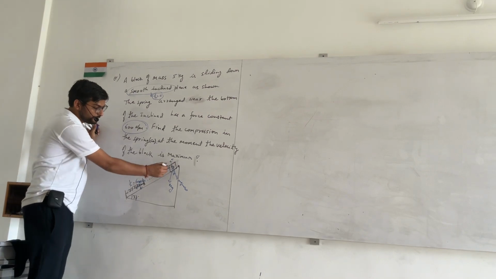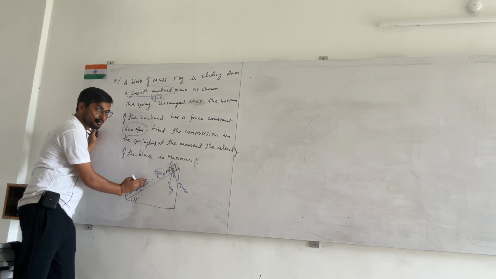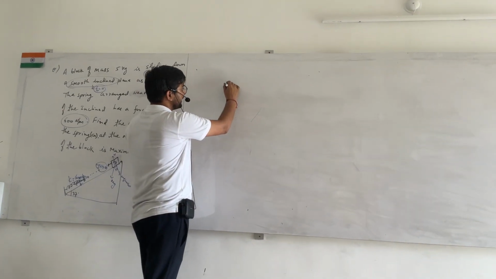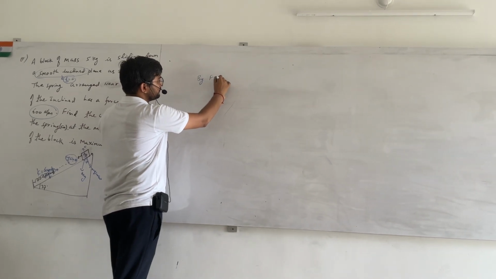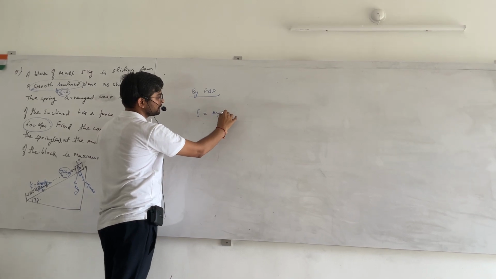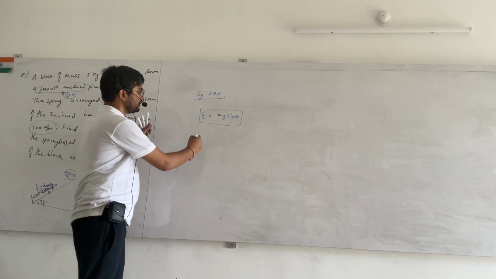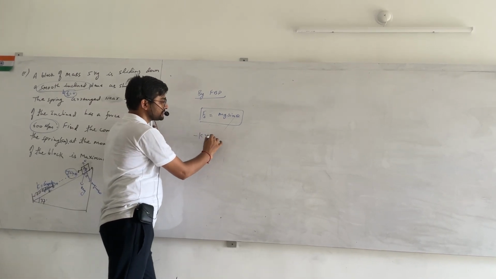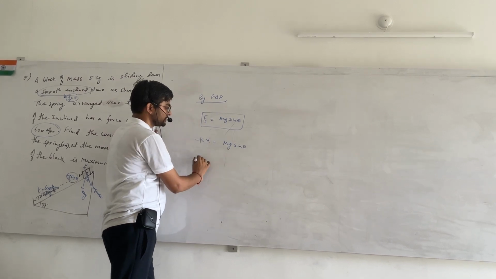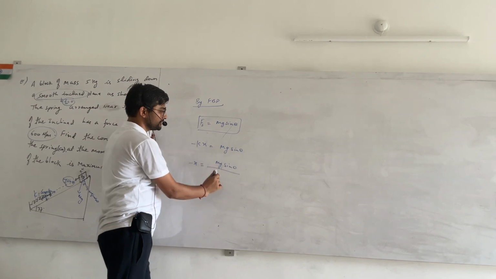So this is simple. When the block strikes with this velocity, the spring force is applied on the block. That is, the spring force is equal to mg sin theta. So from the FBD, we know that F spring is equal to mg sin theta. Is this okay or not? Clear again? Okay, fine. So the spring force is minus kx, equal to mg sin theta. So x equals how much? x equals mg sin theta by k.